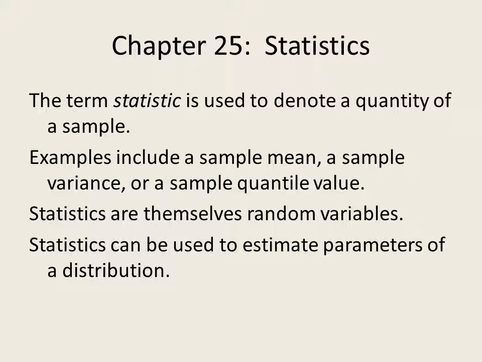And the term statistic is used to denote a quantity of a sample. Examples include a sample mean, a sample variance, a sample quantile value. Statistics are themselves random variables, and we're going to need to treat them as random variables in order to make some of the assertions and use them in the way we will in this chapter. Statistics can be used to estimate parameters of a distribution, and we do that all the time when we describe the mean, the variance, the standard deviation of a sample and use it to make assertions about a population.